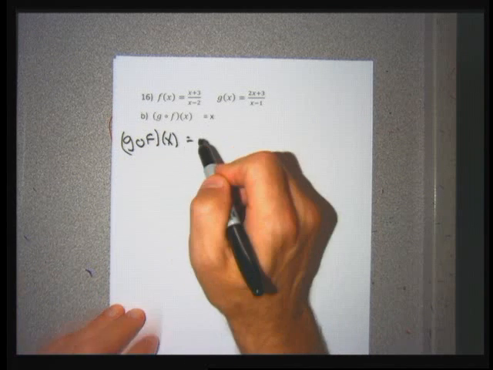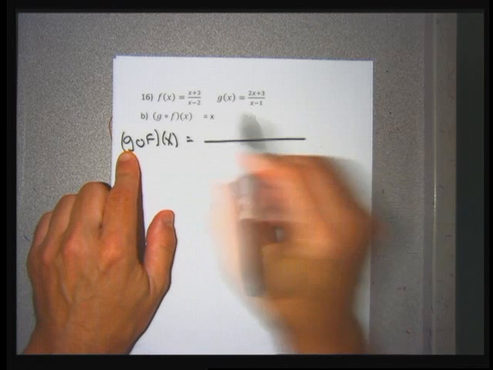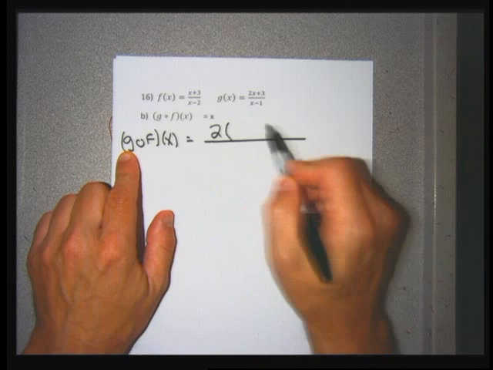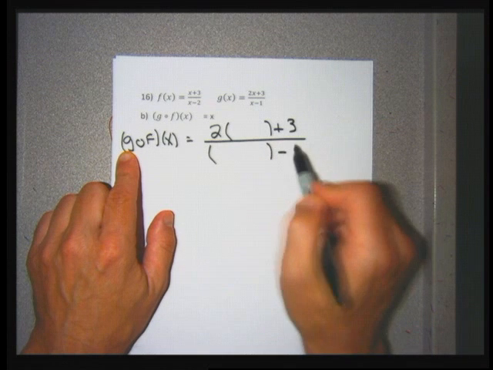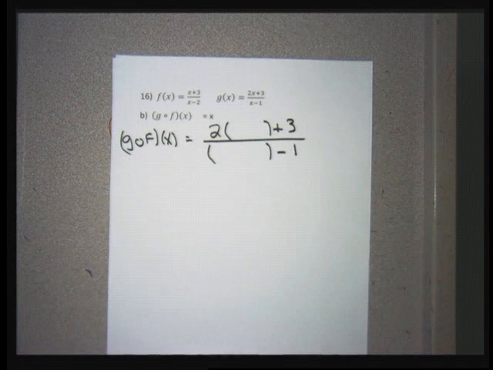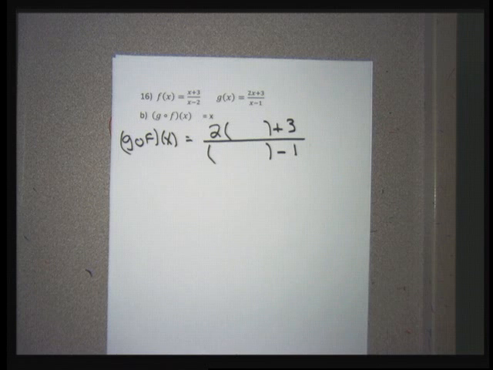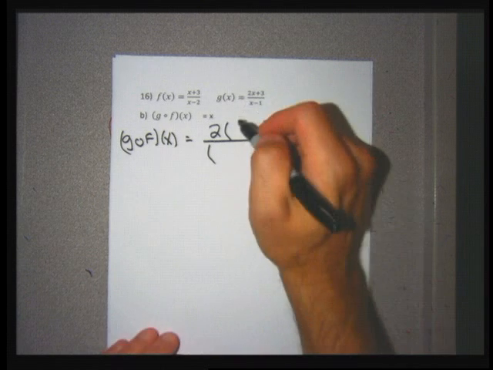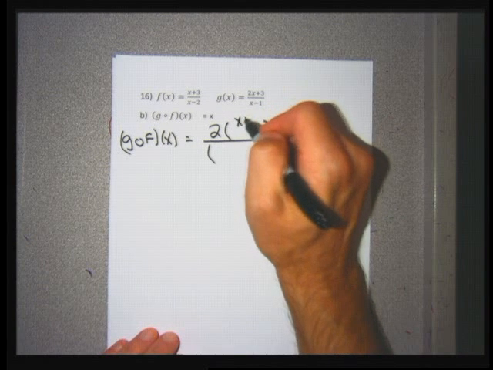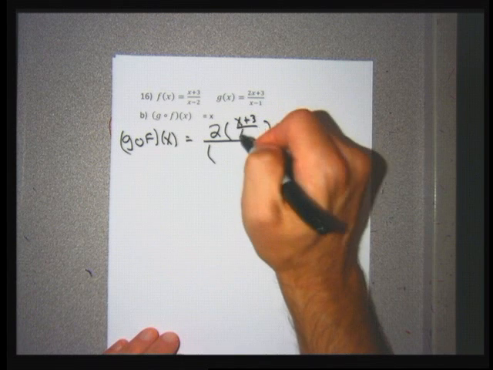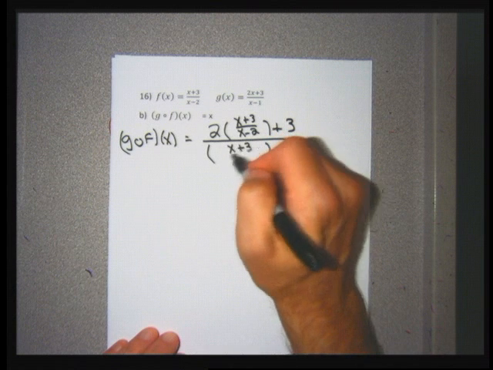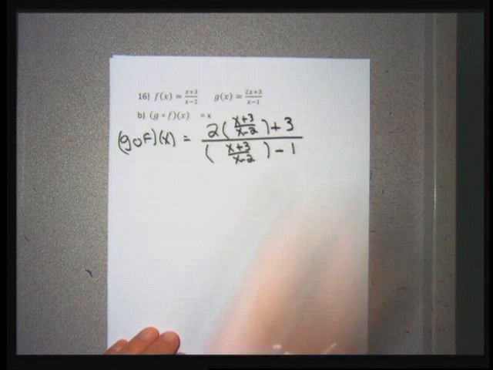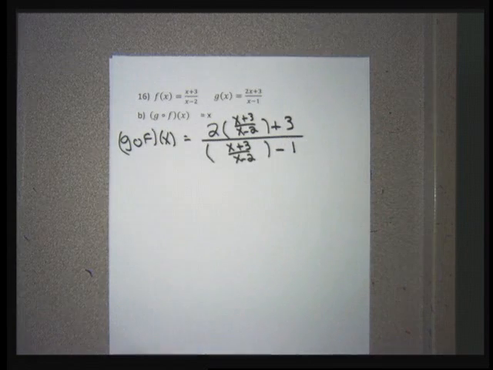To do that, I write the g function, which is 2x plus 3 over x minus 1. I wrote the g function without the x, with left parentheses where the x's were. Inside the parentheses, I write the right side of the f function, which is x plus 3 over x minus 2. So in each of my parentheses, I'm putting x plus 3 over x minus 2. And now I'm going to simplify.